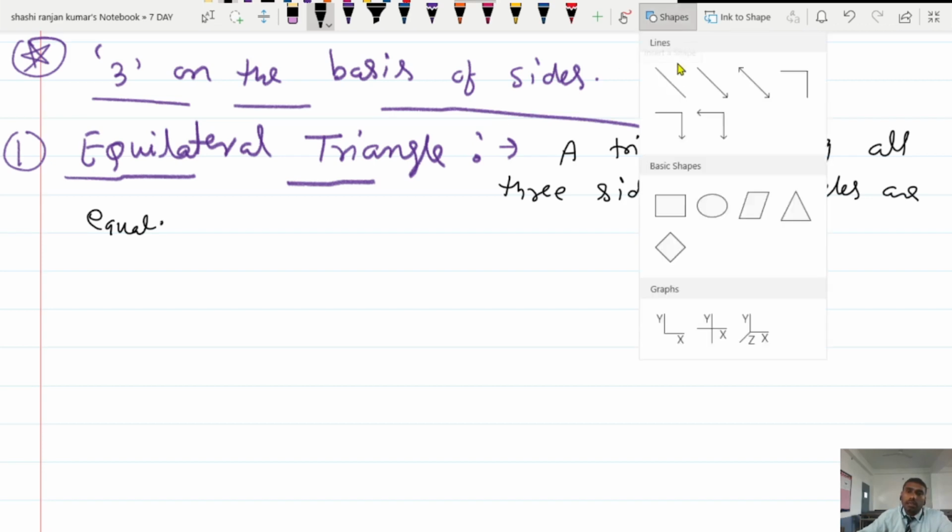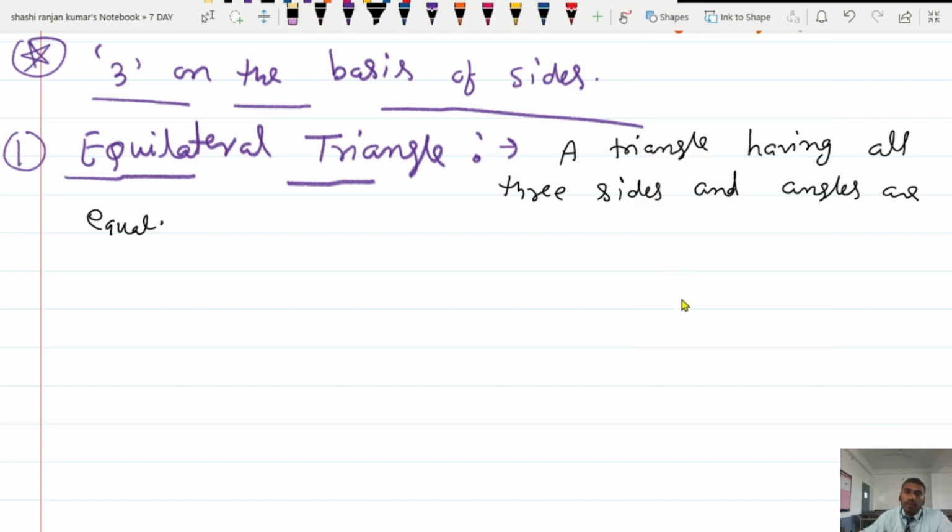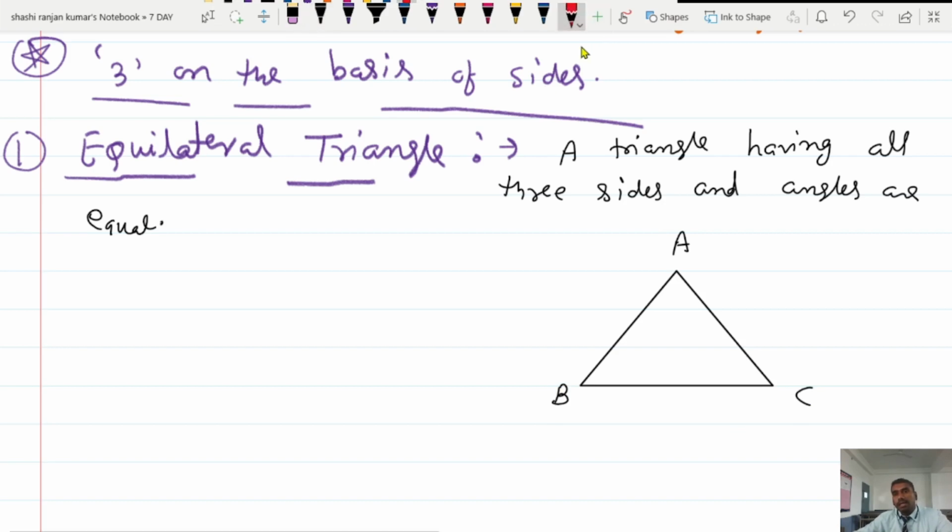So let us take an example here. Here we have a triangle. This is A, this is B, and this is C. This is the angle A, this is the angle B, and this is the angle C. All these angles are the same, and all sides are also the same. So if I say triangle ABC is an equilateral triangle.